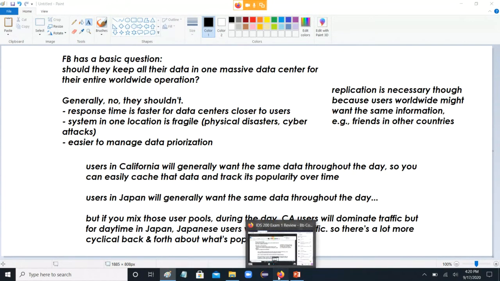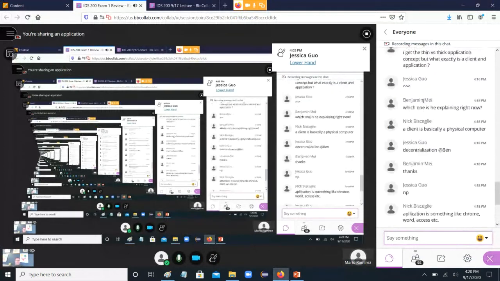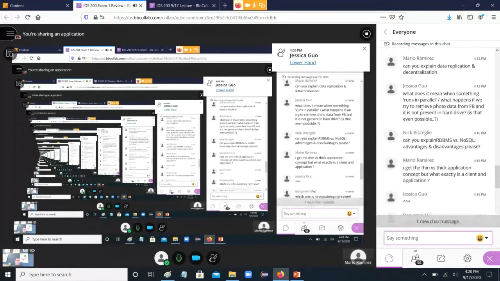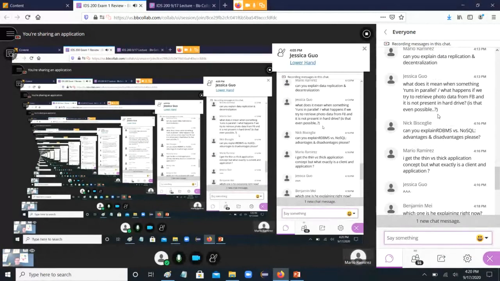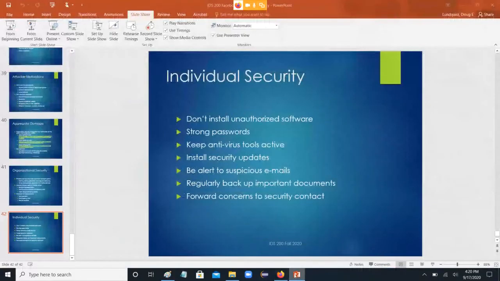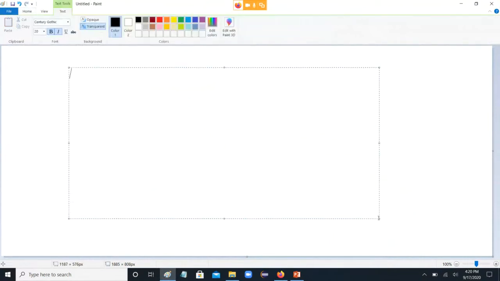Okay, back to this. Let's see. What does it mean? Let's go. Okay, so that's that. What does it mean when something runs in parallel? Okay, running in parallel. I don't know why it popped there.